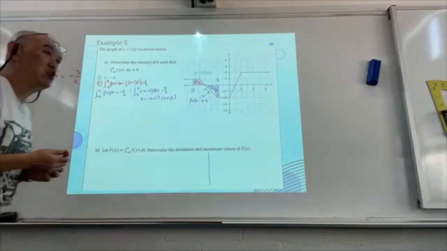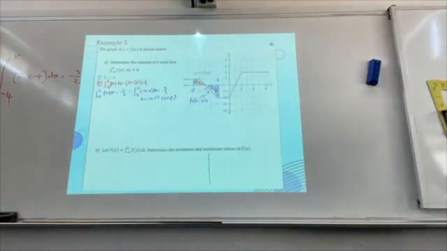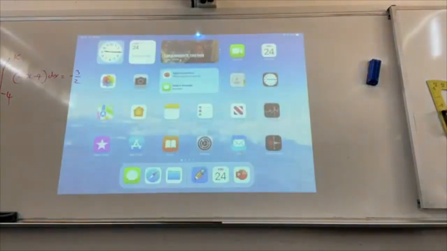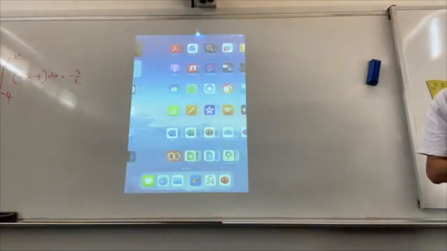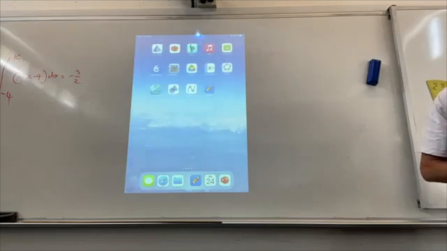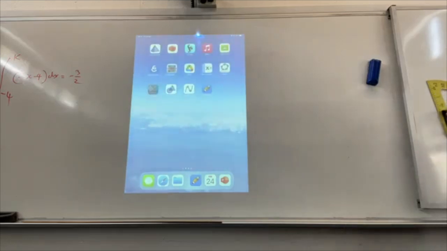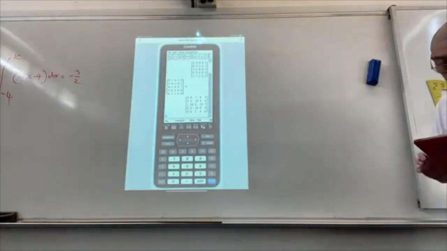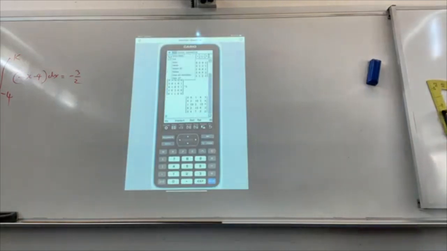You've got to be really careful when you use solve. Where's my ClassPad simulator? ClassPad simulator is here. All right, ClassPad simulator. Go to ClassPad simulator.